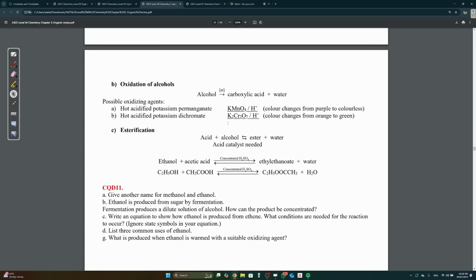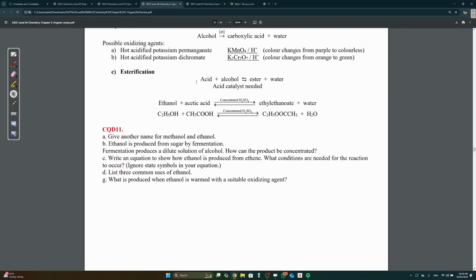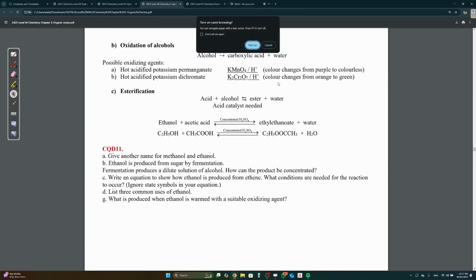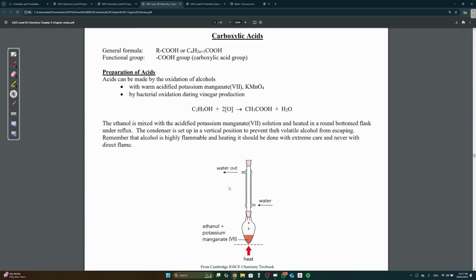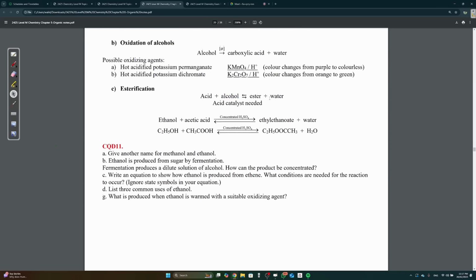Okay, nothing else. And the last reaction, other than combustion and oxidation, that alcohols go through is what we call esterification. Basically, what you need for esterification is pretty simple. You need to know this reaction: acid plus alcohol gets you ester plus water. Don't stress too much about it. We're going to go to esters in a bit. So when we add the acid to our alcohol, you get an ester.